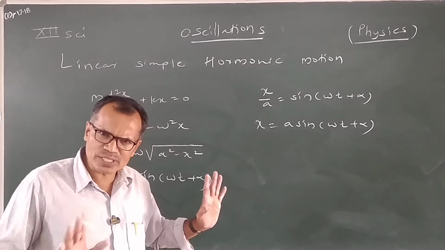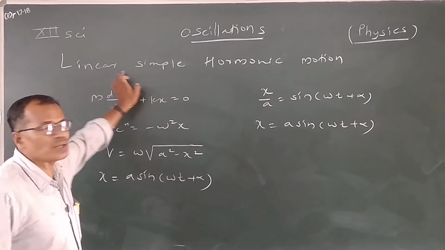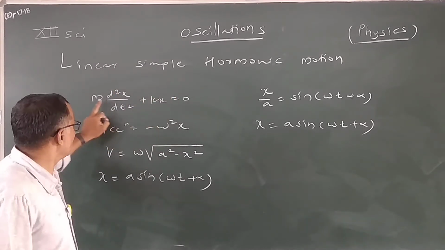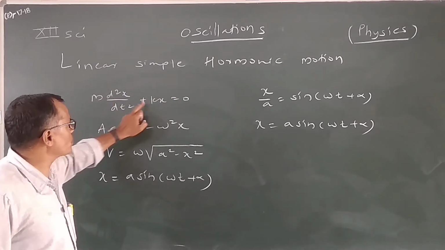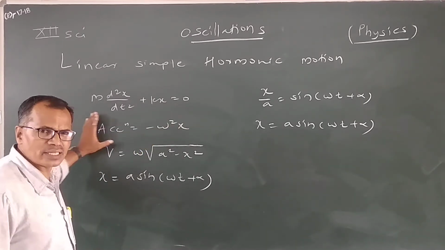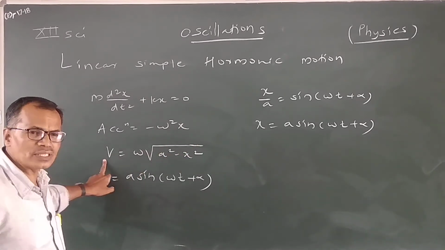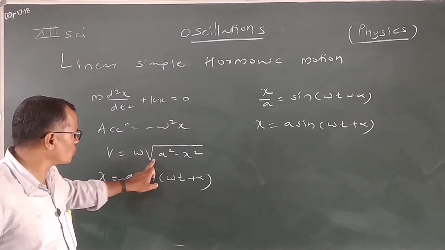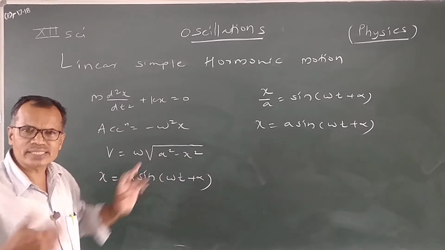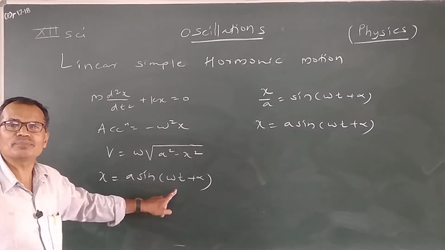What have we seen? We have seen the differential equation for the linear simple harmonic motion, d square x upon dt square plus omega square x equal to 0. Then we calculated the acceleration, minus omega square x. Then the velocity, v equal to omega root a square minus x square. And the general equation for the displacement is x equal to a sin(omega t plus alpha).